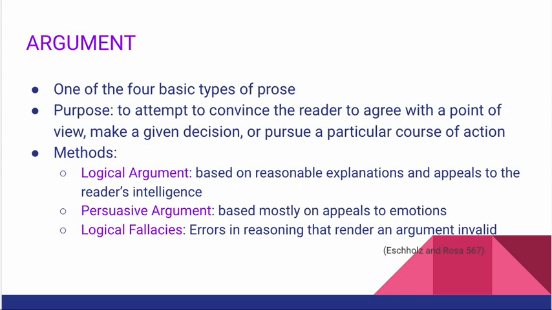The fourth mode of prose writing is argumentation, and this is used to try to convince readers to agree with a point of view, make a decision in a certain way, or pursue a particular course of action. Arguments can be logical arguments, and they should be, but they could also be persuasive arguments, which are not always based on logic. They often use logical fallacies, making them appear to be logical arguments when they in fact are not. Logical arguments are based on reasonable explanations, and they appeal to the reader's intelligence, while persuasive arguments are mostly based on emotions.